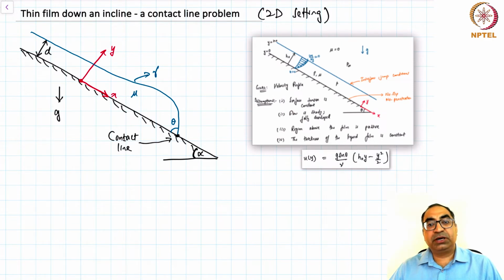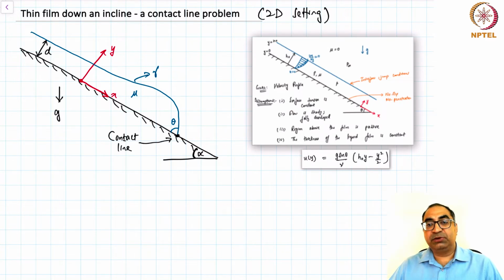I've chosen the coordinate system to coincide with the plate. The x-axis is along the plate and the y-axis is perpendicular to the plate. This is exactly what we had done in the earlier lectures. And for the case of a uniform film down an incline, we had also got the velocity profile in the thin film, which we'll be using.